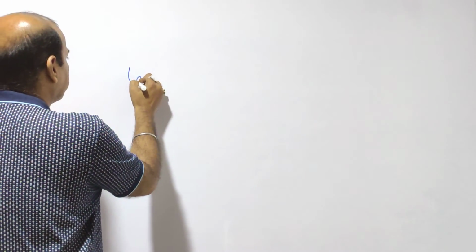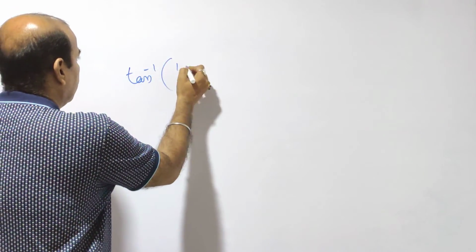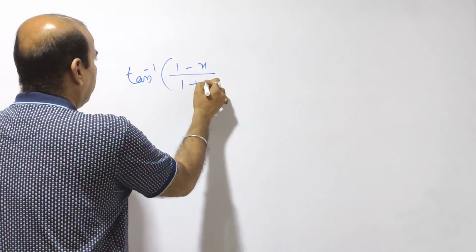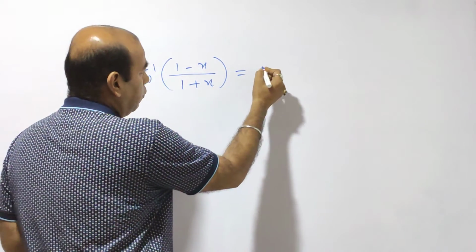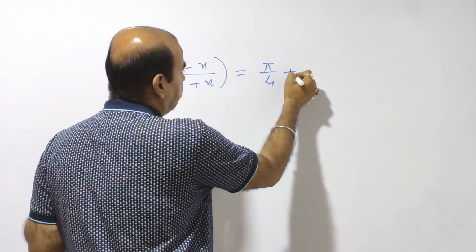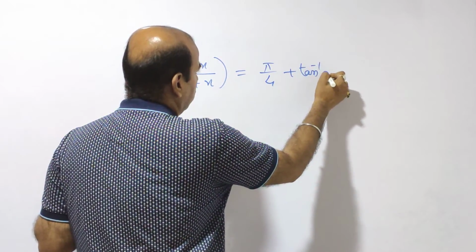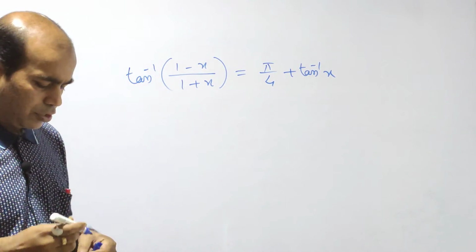In this lecture you will find that I am solving all the most important questions required for board level solving of inverse trigonometry. So let me start with some proving initially. Let me take a question: tan inverse (1 minus x by 1 plus x) is equal to pi by 4 plus tan inverse x. So this is a question.